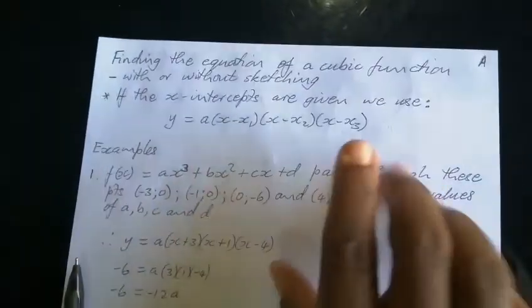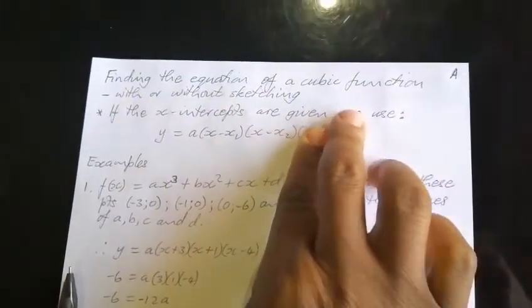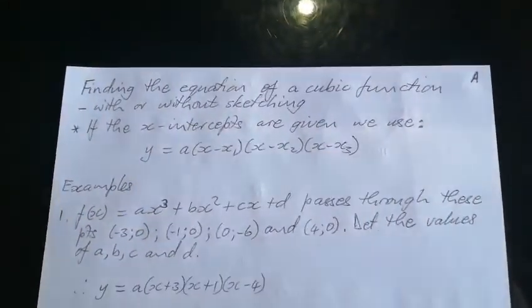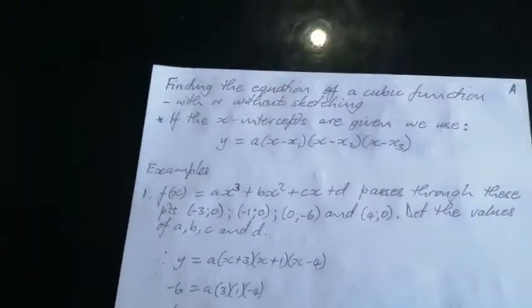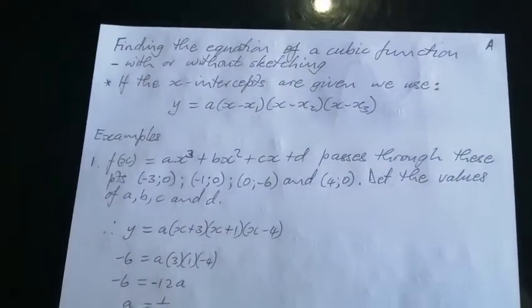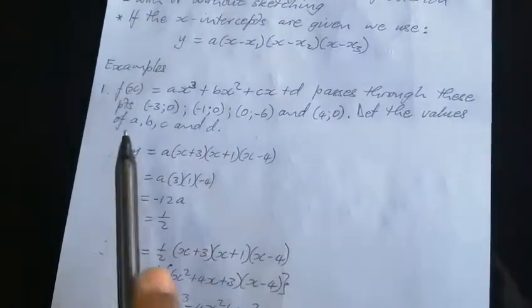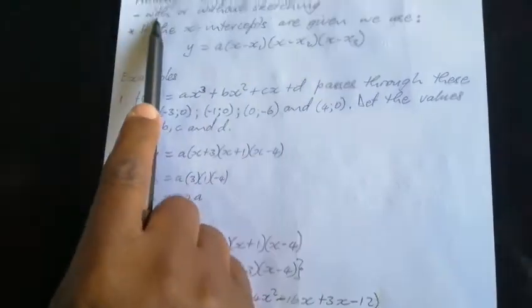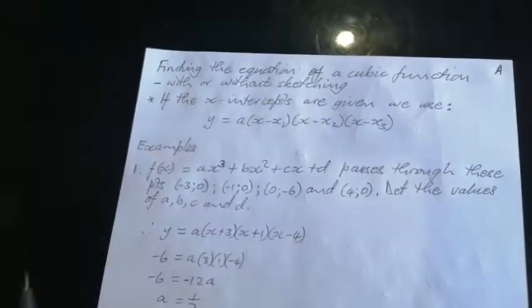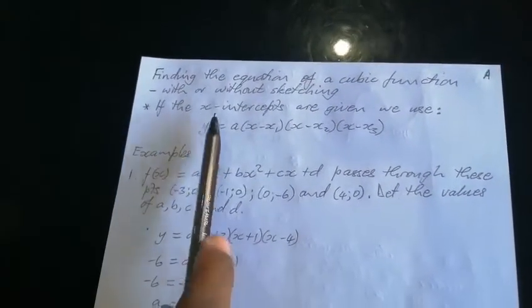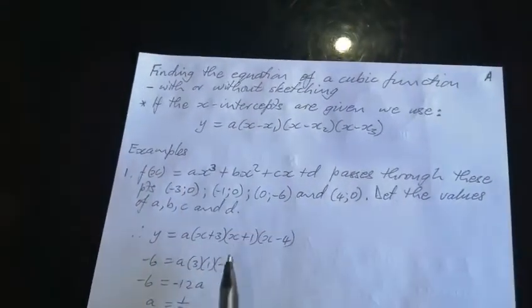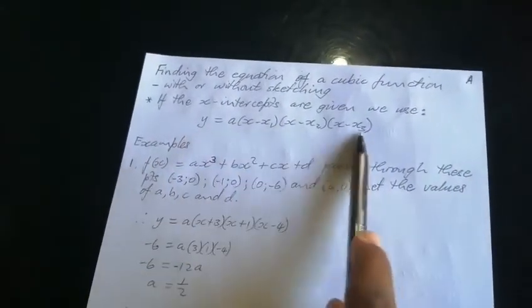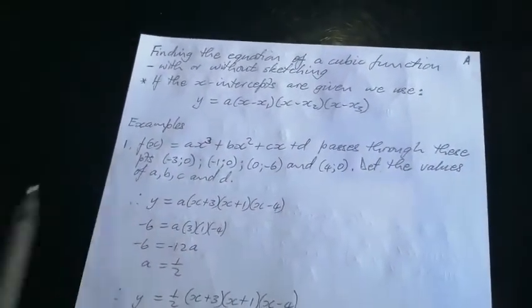Remember, for the quadratic we did not have this, we only had that. Now we are introducing this because it's a cubic function. So normally it's done either with the sketch or without the sketch. If the x-intercepts are given, we use this relationship. It's only used when the x-intercepts are given. Let's look at an example.